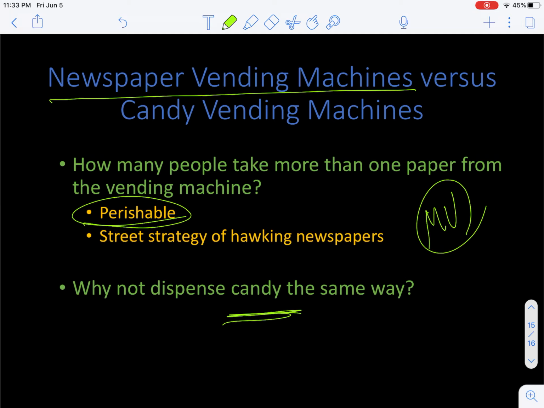So all that to say, you can explain the difference in vending machines by thinking about a concept like marginal utility. And maybe that is a better explanation for why they're sold in different kinds of machines. So there you go. That is the second and final installment of the consumer choice theory section.